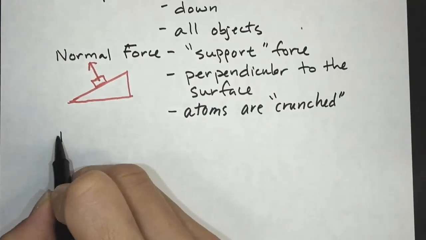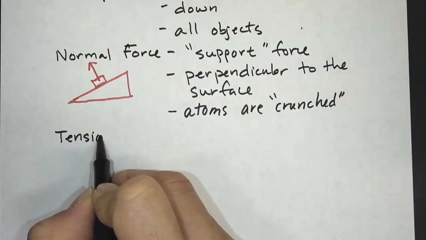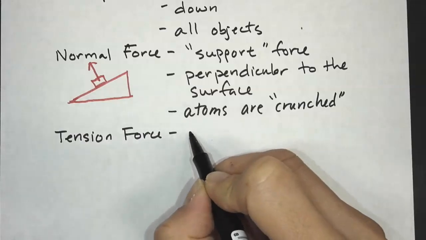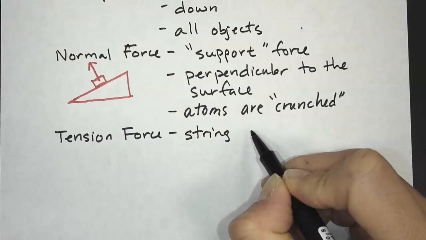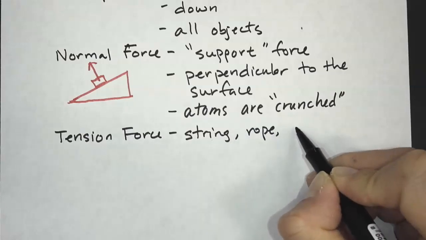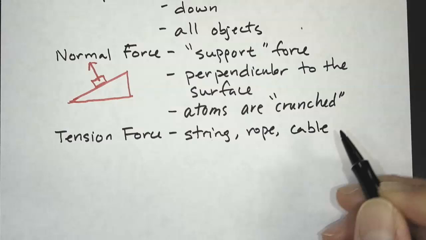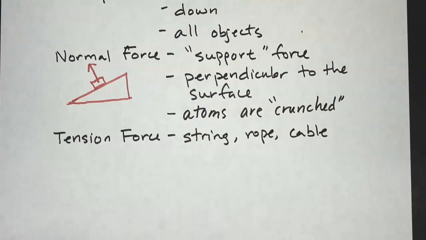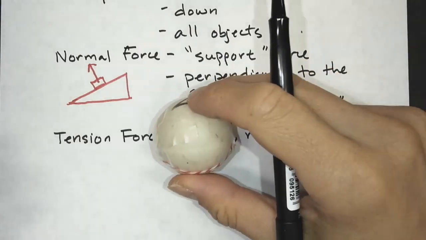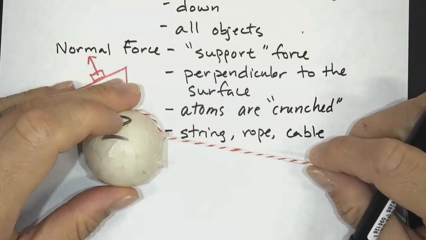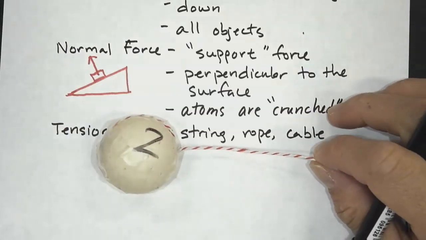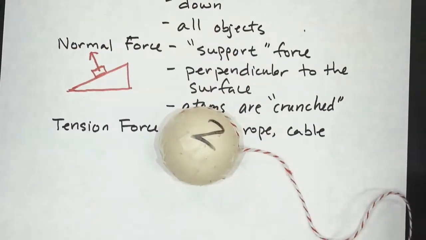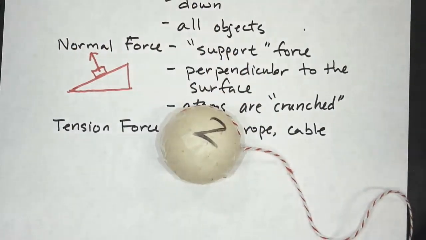Next, we're going to take a look at tension force. And this occurs anytime you have a string, a rope, or a cable, or even a wire. You can exert a force on an object with that string. So here I have a ping pong ball, and I have a string right here. So if I push this over, I am exerting a force, and that force is a tension force. So whenever you have a string pulling on something, that is tension.